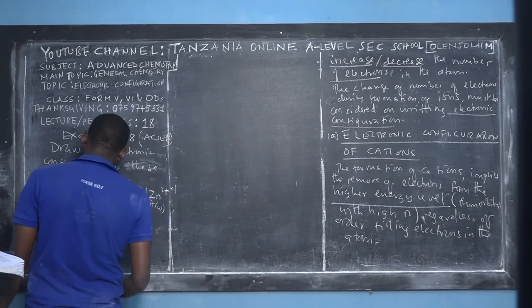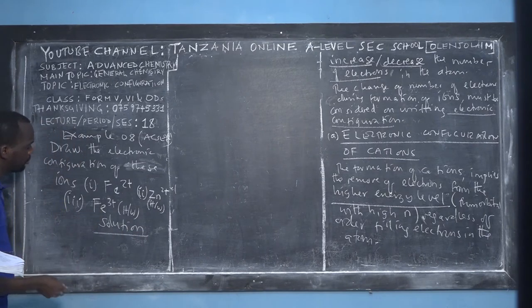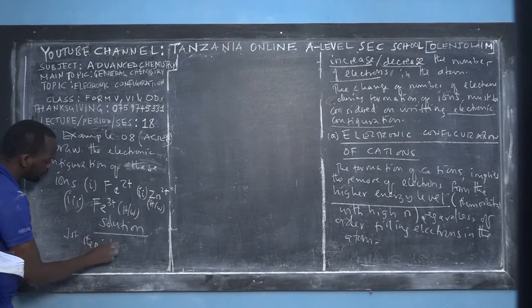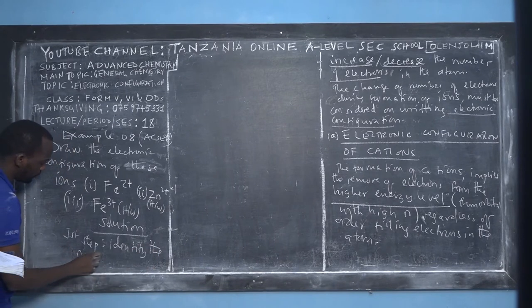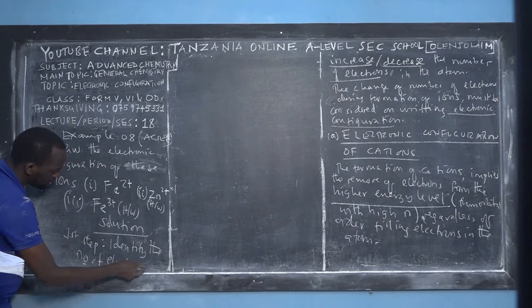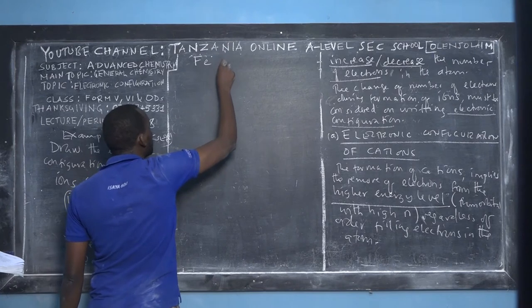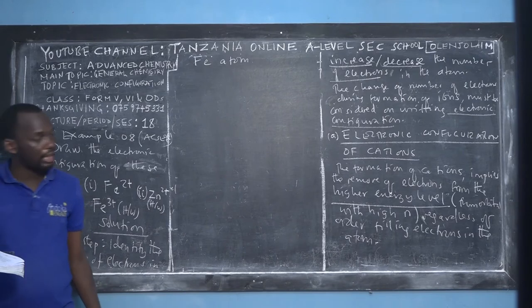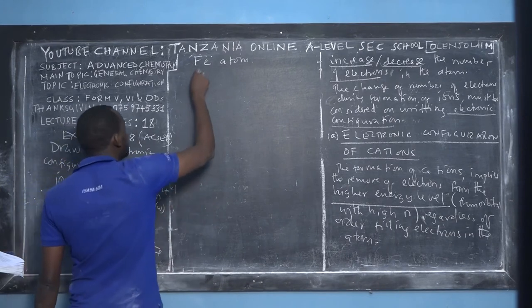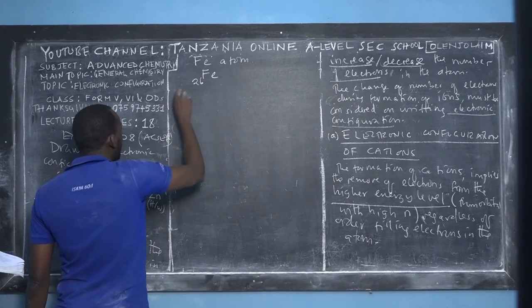So, solution. Because iron is a transition element, possibly you don't know its number of electrons. The starting point to solve this problem, first step: identify the number of electrons in the iron atom. If you refer to the periodic table, you find that the number of electrons for iron is 26. So in that case, we go to the second step.